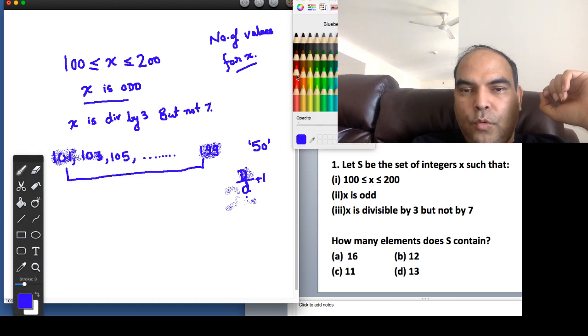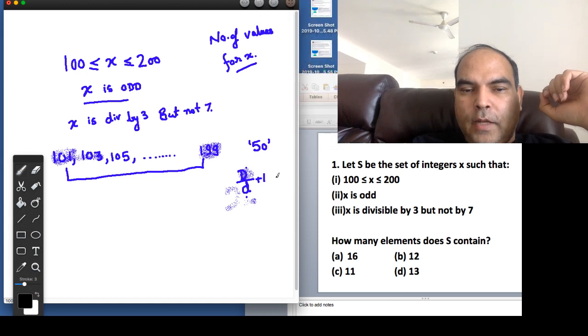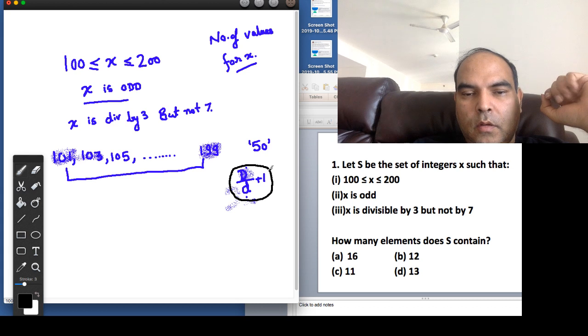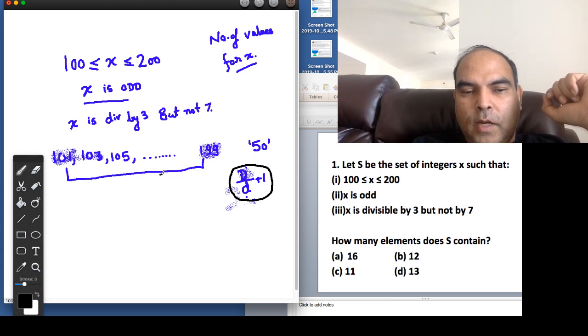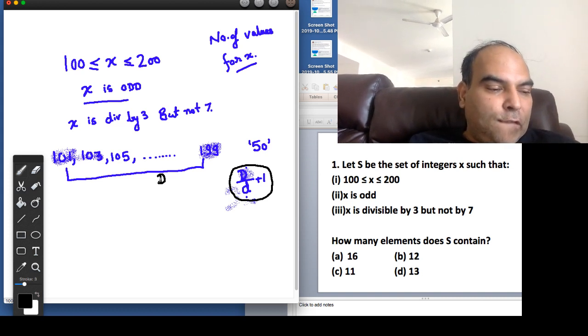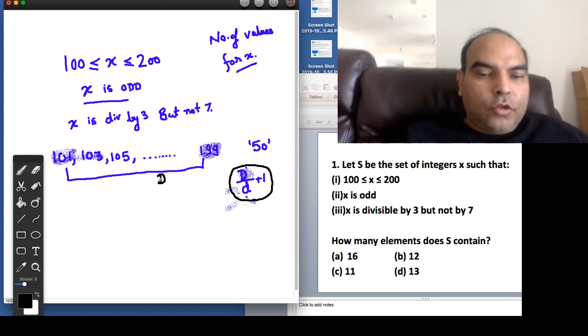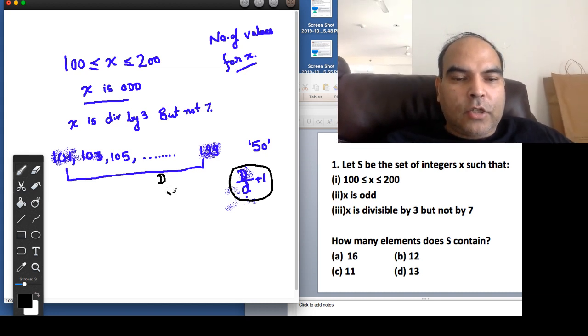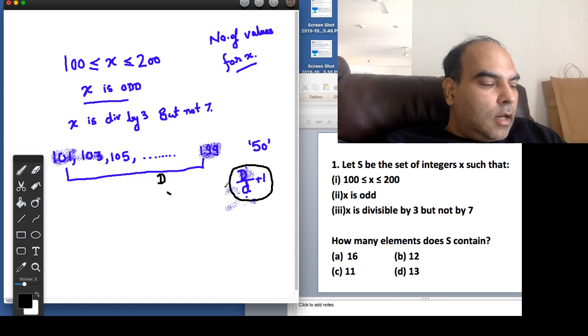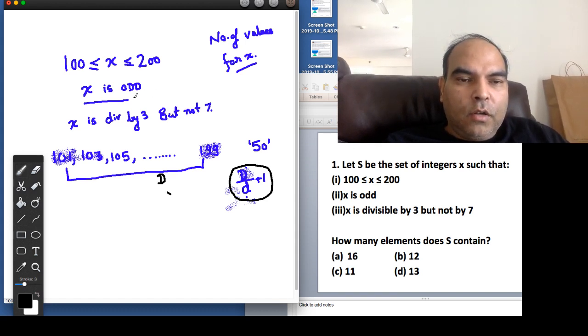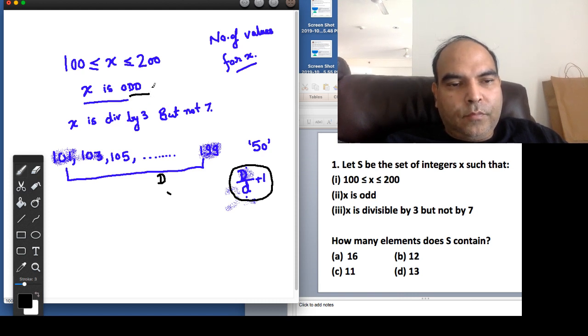So you always use this formula. Remember this formula whenever you want to find the number of terms in an AP: D divided by d plus 1, where capital D is the difference between the first and last terms, and the common difference small d is 2. So this is after I've taken the first condition into account, that x is odd.